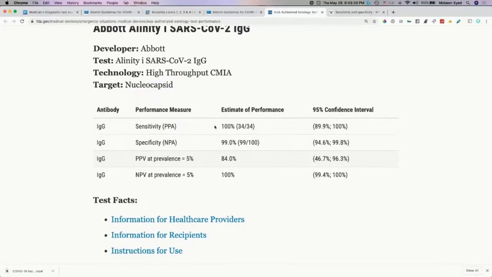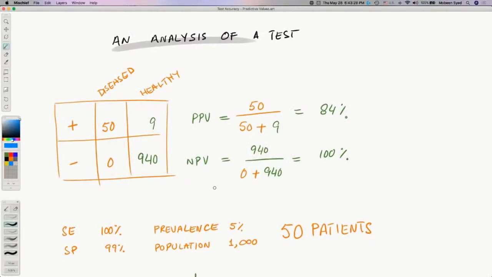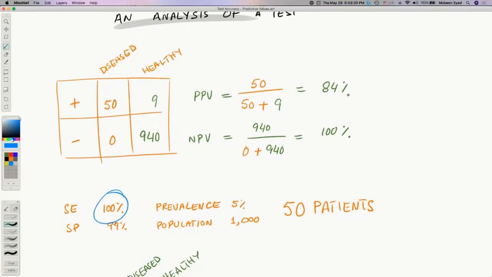Then it says sensitivity 100%, specificity 99%. So let's look at what that means. Here is this test, sensitivity 100%, specificity 99%. 100% sensitivity means that it will correctly identify people that have the disease 100% of the time. So when it comes back and says somebody is positive, that would be 100% of the time correct. On the other hand, when it says somebody is not positive, then that would be 99% correct.